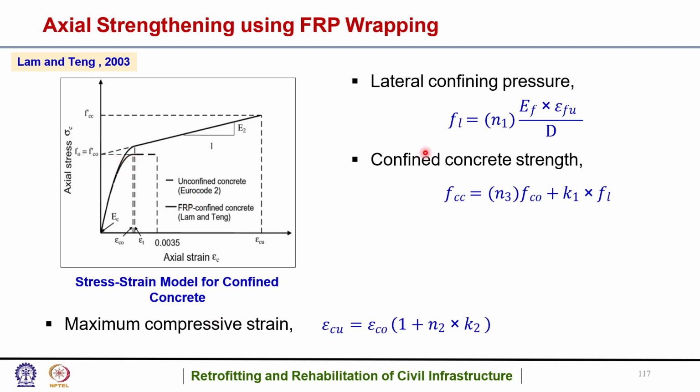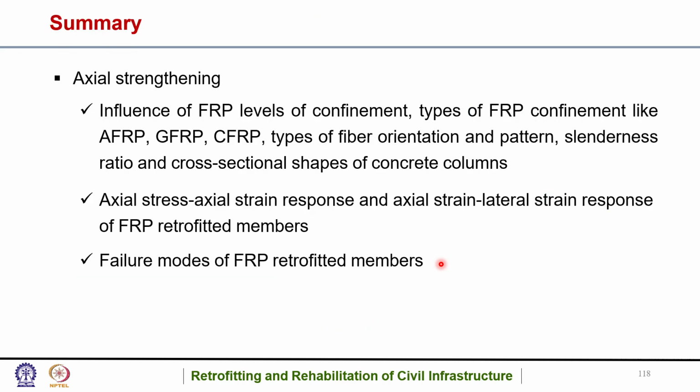The lateral confining pressure is FL equal to N1 into EF into epsilon FU by D, and confined concrete strength is FCC equal to N3 into FCO plus K1 into FL. These are some of the formulas which have been determined empirically, so you don't have to memorize all this. These are for your knowledge. And the maximum compressive strain epsilon CU is equal to epsilon CO into 1 plus N2 into K2. These are some of the relations used.